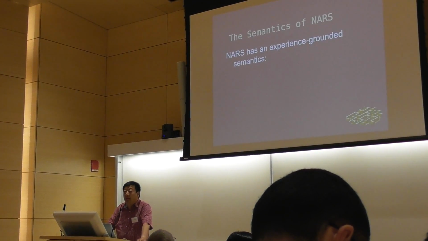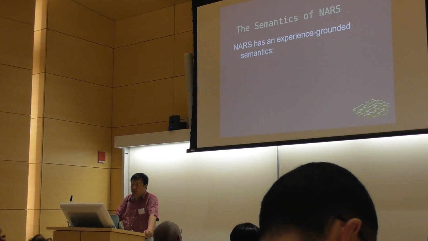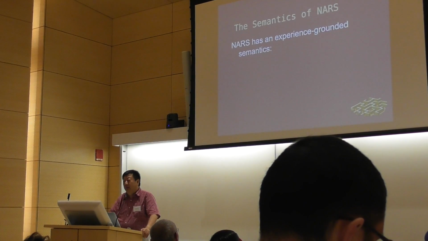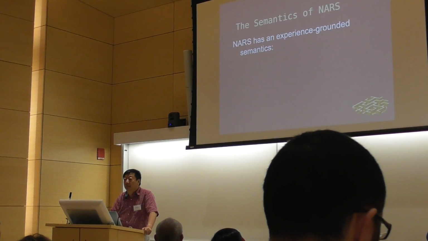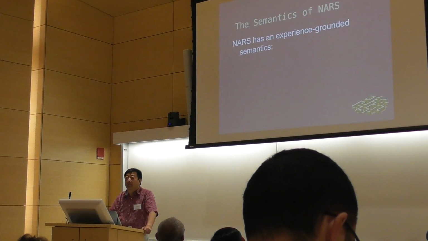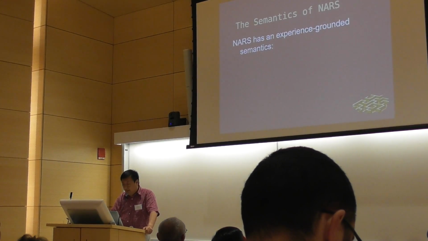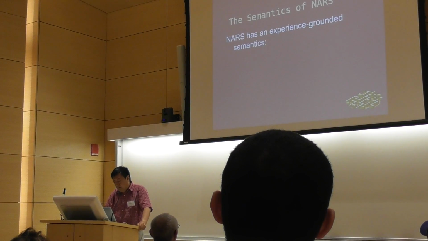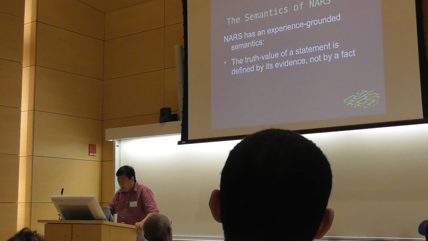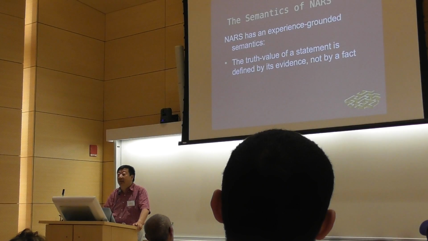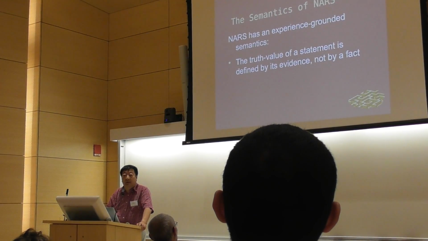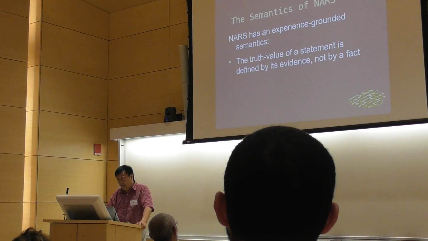So now we can summarize the semantics of NARS, which is very unique. I say this system has an experience-grounded semantics. In what sense? In the sense that everything, semantically speaking, is defined with respect to the system's experience. So you see the truth value of a statement is defined by what? By available evidence. It's about how much you know about this thing.